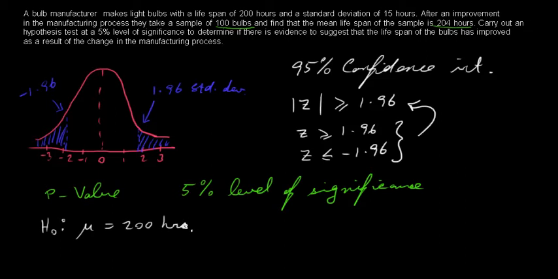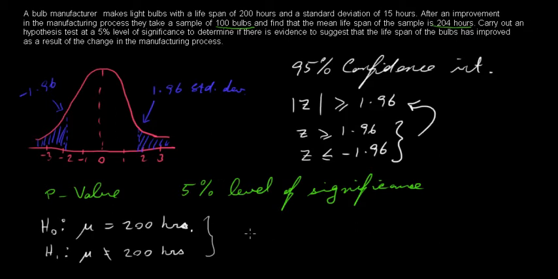Okay, so nothing has changed. And our alternative hypothesis, H1, or some people write down HA for alternate, is that it's no longer 200 hours, that there is some kind of a change. Now, let's just write down the information that we're given in the question.